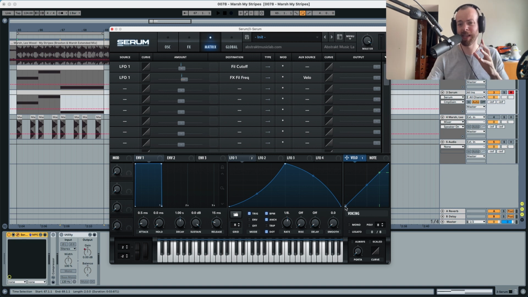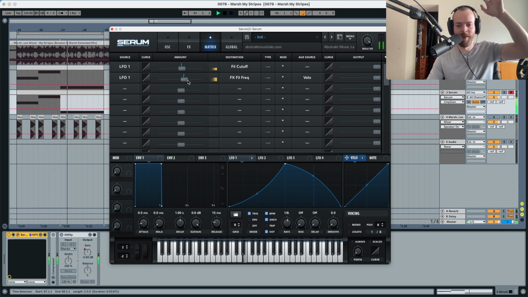But what is that? Essentially, when the velocity is at 0%, this modulation will be at 0%. When the velocity is at 100%, this modulation will be at 100%. So it's a modulation of the modulation. Smaller, bigger again. Really cool, isn't it?